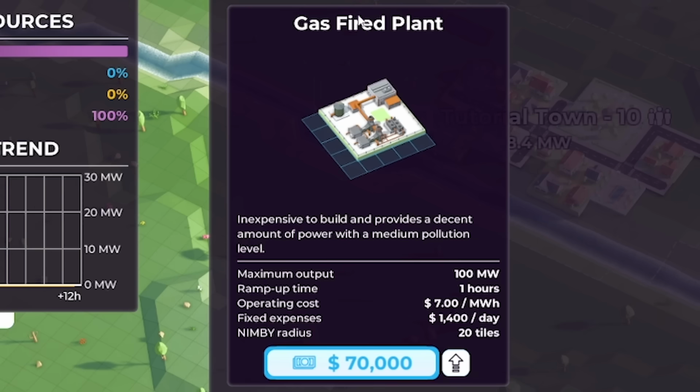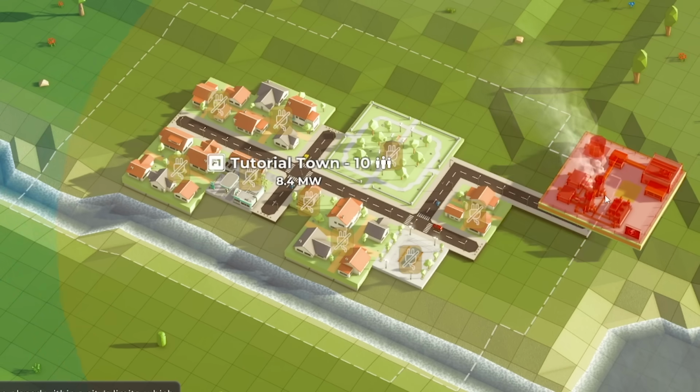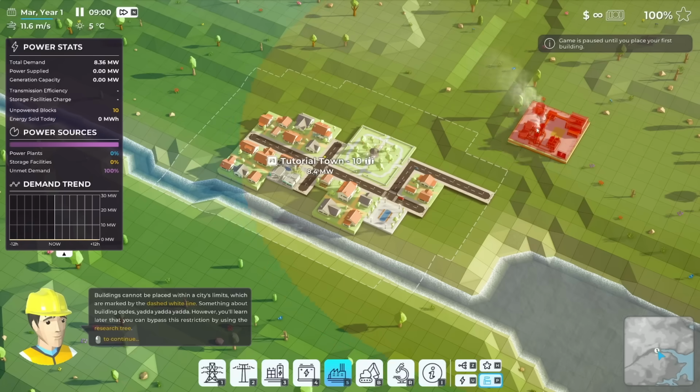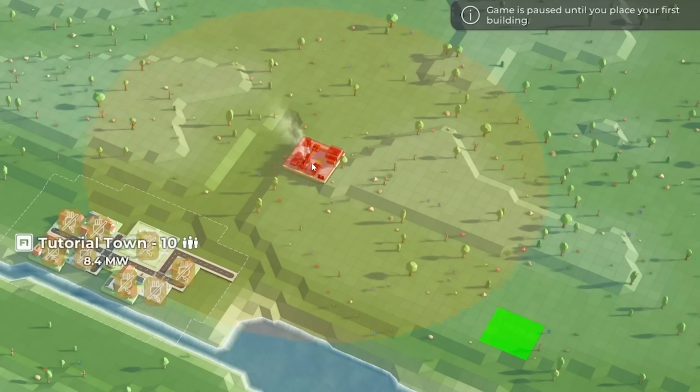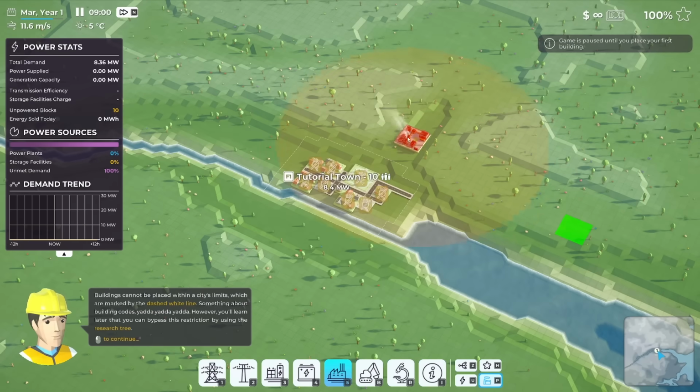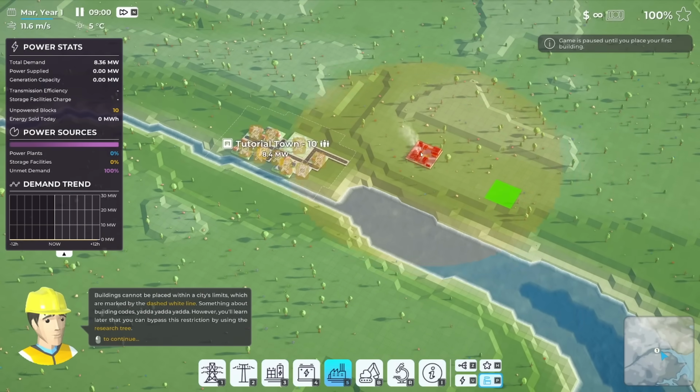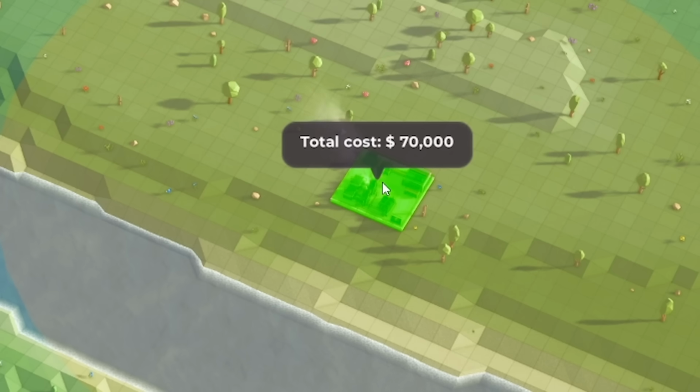So we'll click on this. We're going to build a gas-fired plant, which produces 100 megawatts. We only need 10. And can you see our city has the white dash line? We cannot build in there. And also we've got to be careful. Can you see the power plant has this orange area. Now, we've got to make sure that's outside of the town as well. So we're going to plop this over there on the green spot.